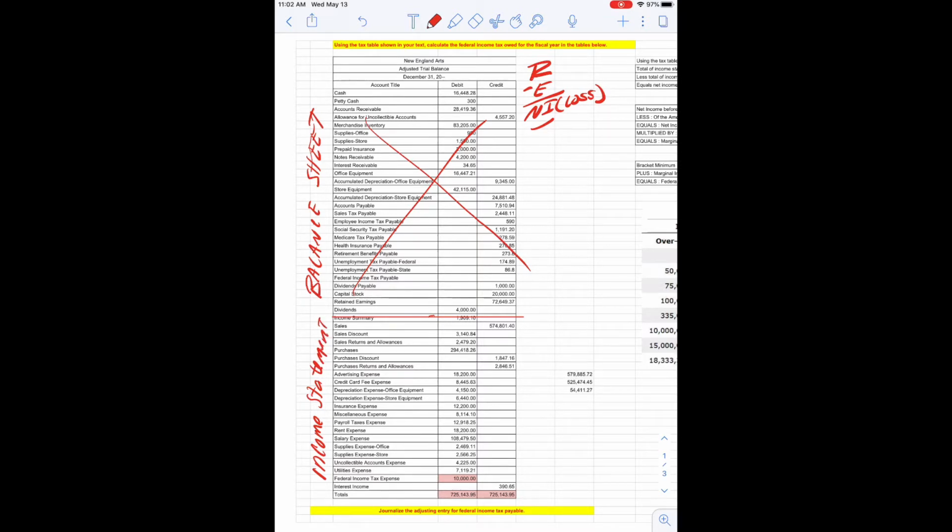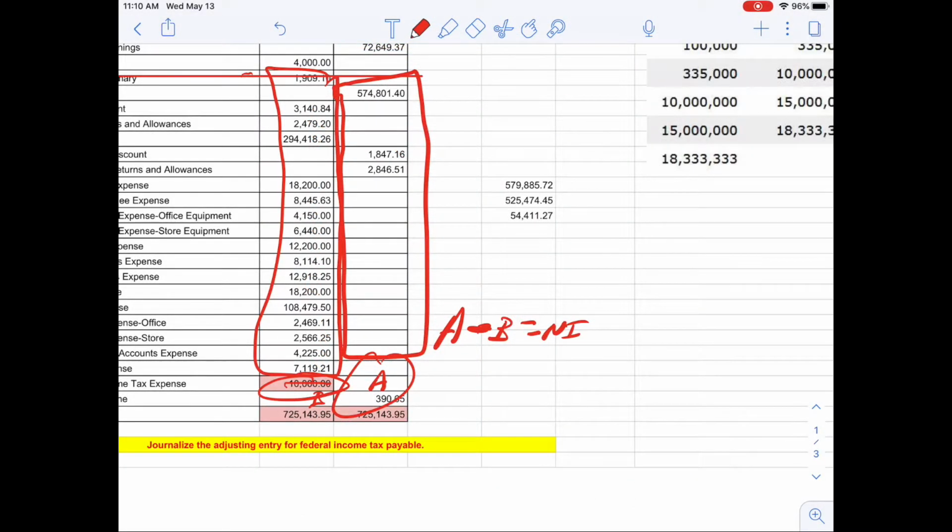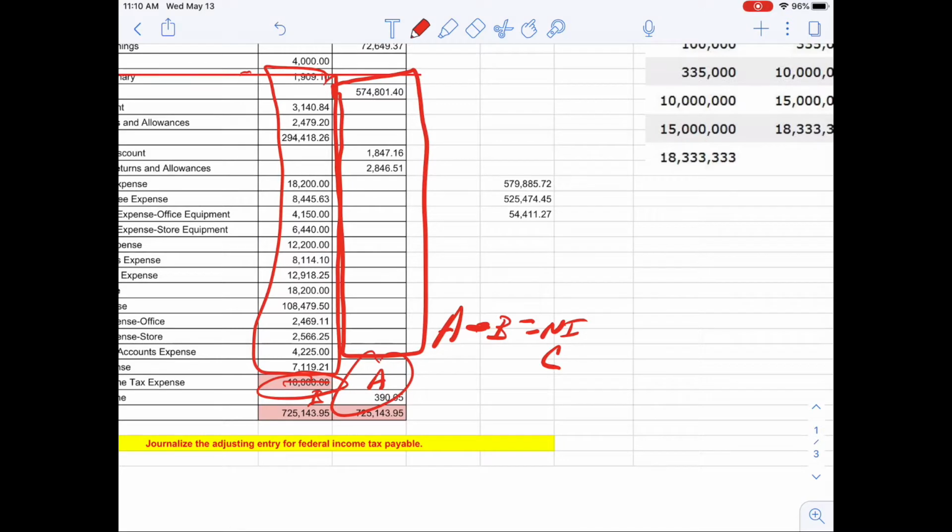So the first thing we do is take column A, which is right here. We're going to add this up, and we're going to get column A. We're then going to add up this with the exception of the federal income tax expense, and that's going to get us column B. A minus B will give us our net income. So I've now calculated our net income, and I'm going to label it as letter C to simplify this process.